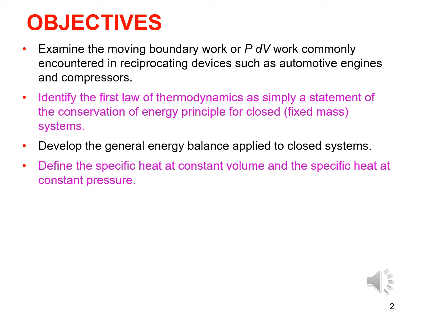We start this chapter with a discussion of the moving boundary work or PdV work commonly encountered in reciprocating devices such as automotive engines and compressors. We also identify the first law of thermodynamics as simply a statement of the conservation of energy principle for closed, fixed mass systems. We continue by applying the general energy balance relation, which is simply expressed as E_in minus E_out equal to delta E_system, to systems that involve pure substance. Then, we define specific heats, obtain relations for the internal energy and enthalpy of ideal gases in terms of specific heats and temperature changes, and perform energy balances on various systems that involve ideal gases.